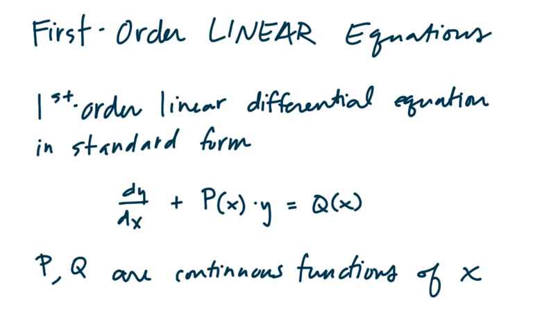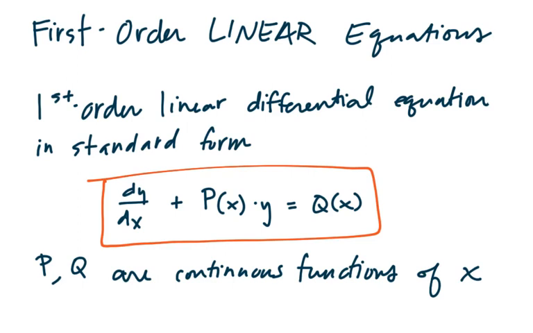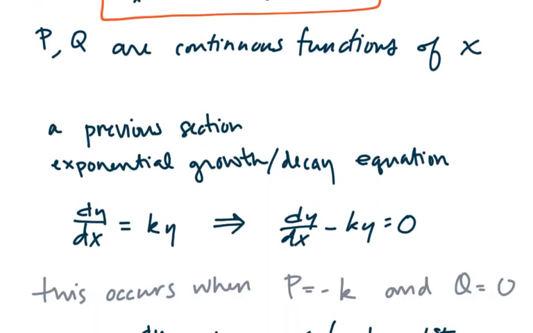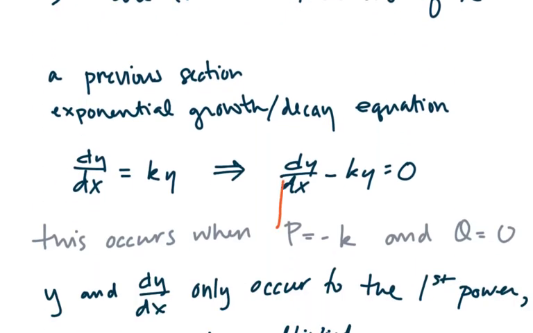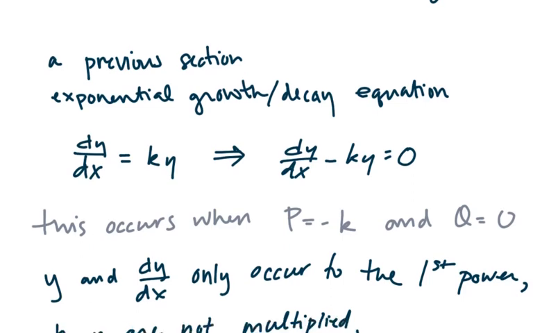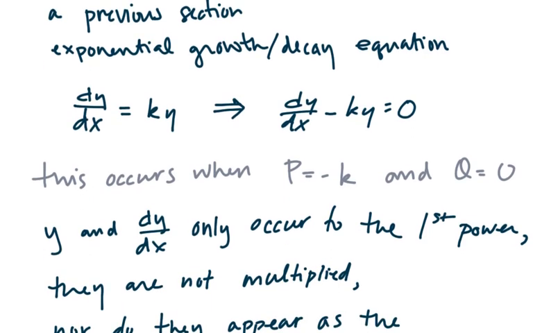All right, so we're going to use this standard form right here quite a bit. So also from a previous section, we talked about exponential growth or decay equations. The derivative is this constant times the function, or we could rearrange it and say the derivative minus ky is equal to 0. And we'll have this pattern anytime p is equal to the opposite of k and that q value is 0.